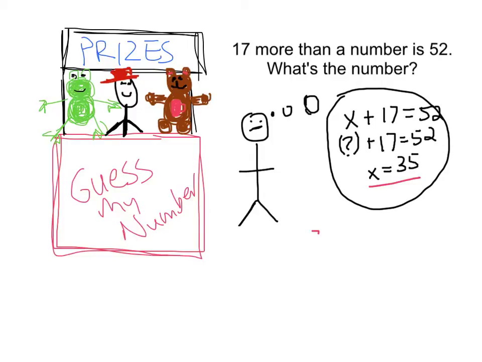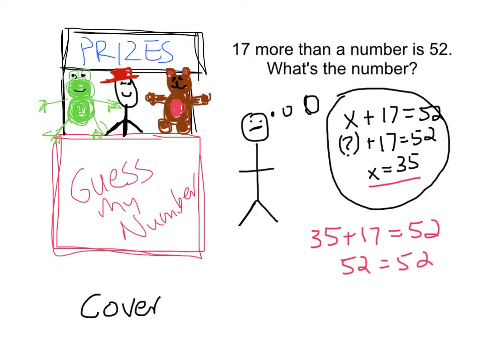To quickly make sure, he's just going to substitute it back in. 35 plus 17, does that equal 52? Yes, 52 does equal 52. So the number has to be 35. When Carlin was just thinking about the problem, he used a method called the cover-up method, which is really just covering up what you're missing and thinking about, well, what number makes sense? What number would make this problem true?